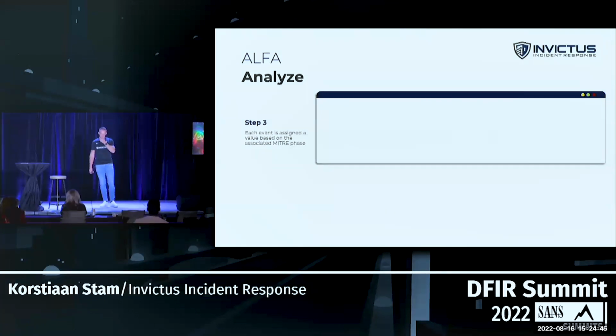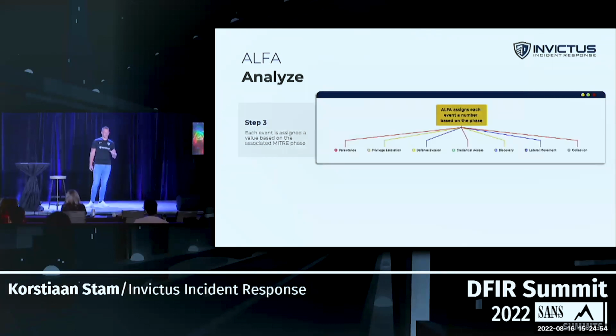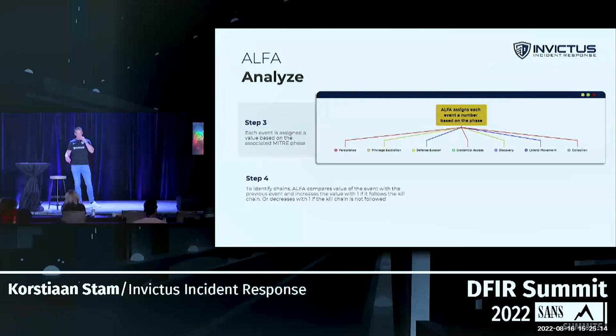In the next step, we take that original event that's mapped, and we give it a score based on the associated MITRE phase. So here you will have the different phases from MITRE. This previous event was related to persistence, so that event will get the score of 1 because it occurs in the first phase according to us. And the next thing it will do is create a running score where it compares the score of this event. So let's take this example of persistence. We have a score of 1, and then we'll compare it with the next event.